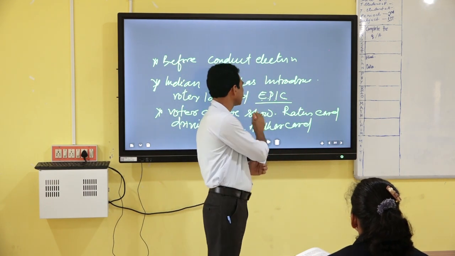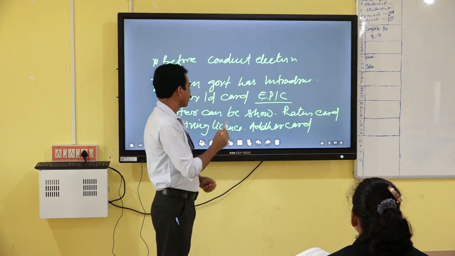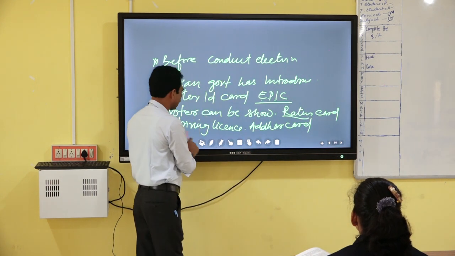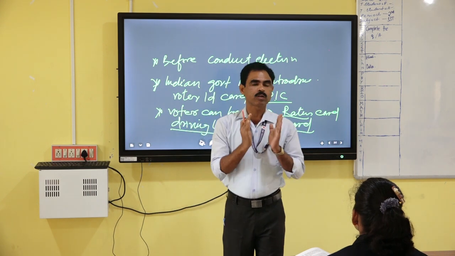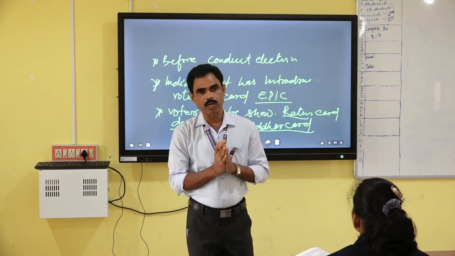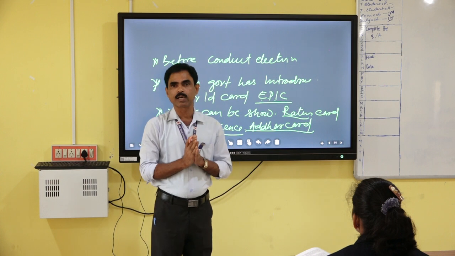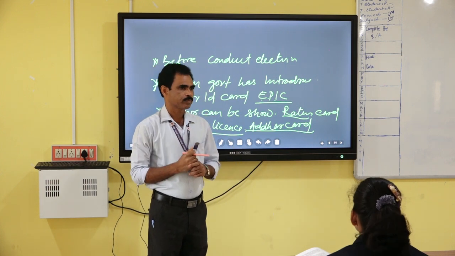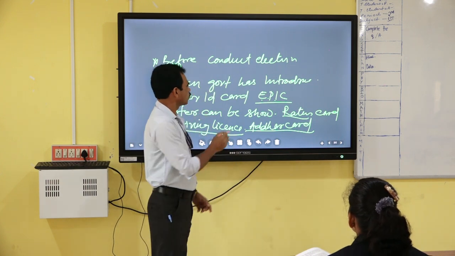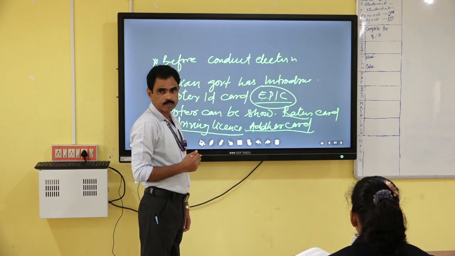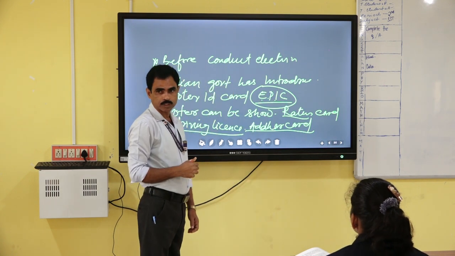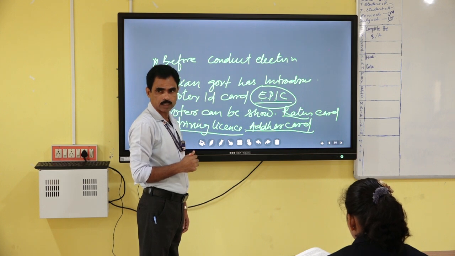But without this election photo identity card or ration card or driving license or Aadhaar card, they may not get a chance to cast their vote or to elect their representative. Clear? So only this voter ID card is not compulsory. So this is the third process, the voters list. Clear?